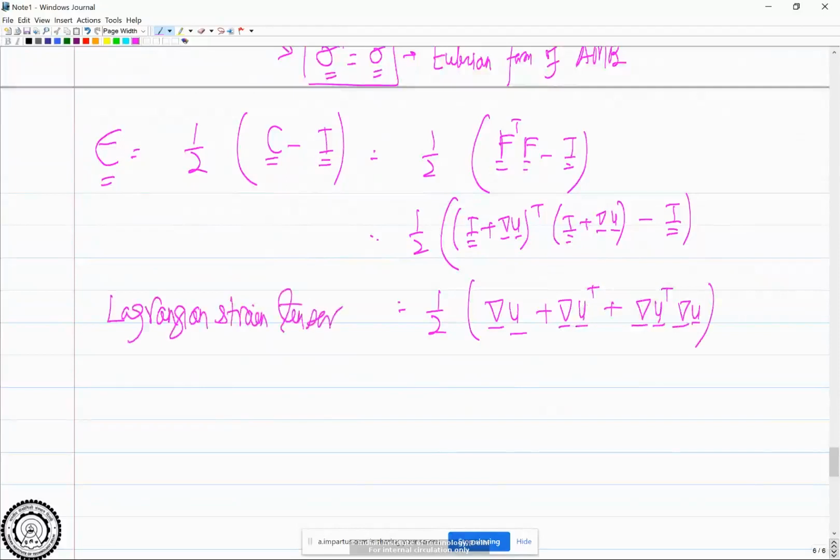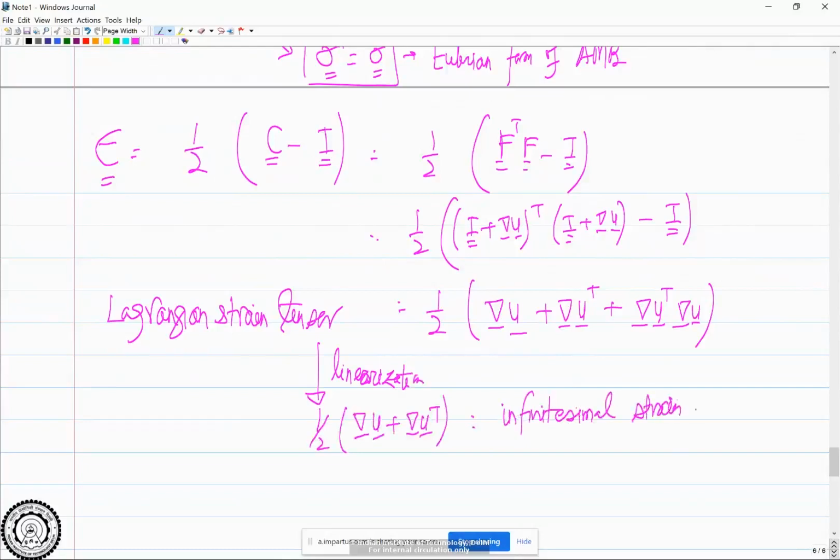And when you linearize this in U, because in linear elasticity we only want the linearized part, after linearization you get half of grad U plus grad U transpose, which is also called the linear elasticity strain tensor or infinitesimal strain tensor. But for finite elasticity, that's the Lagrangian strain tensor.